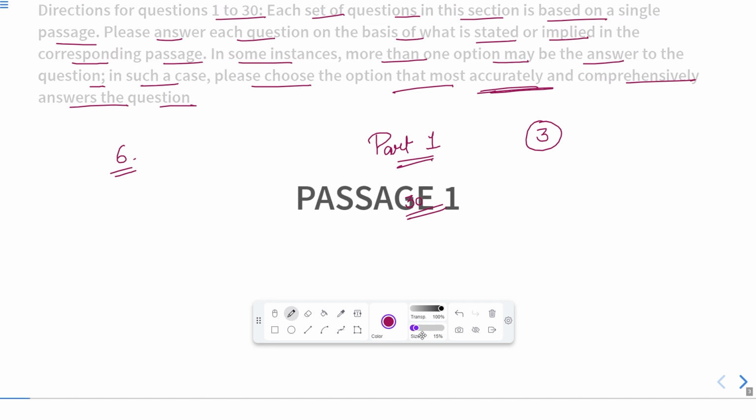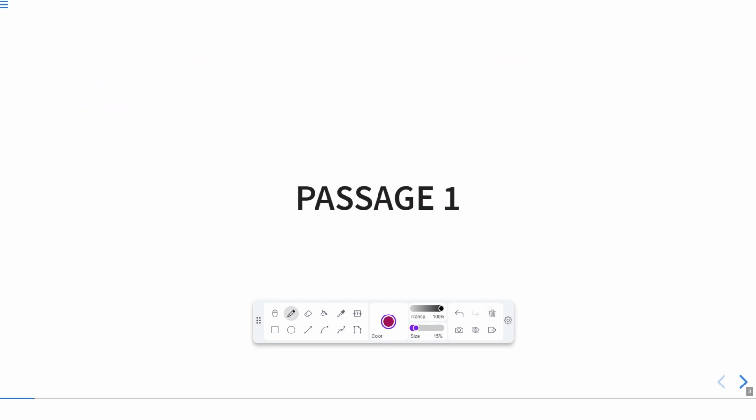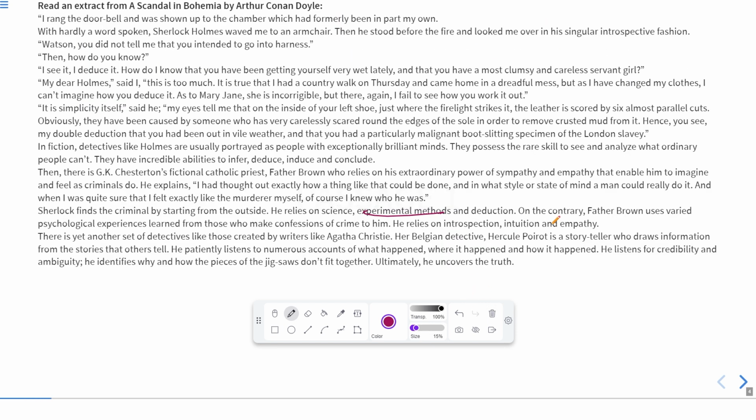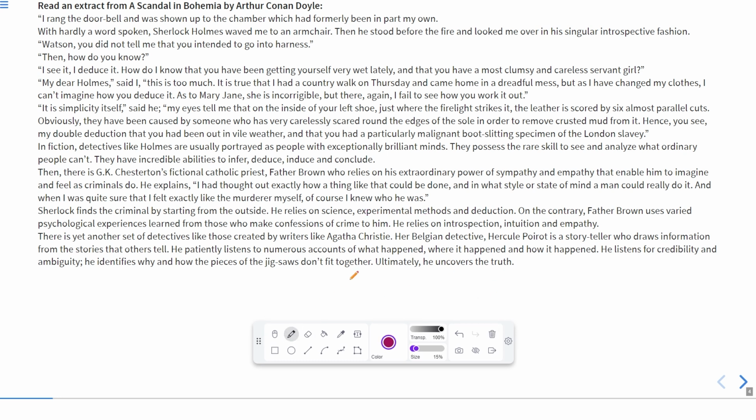Okay, so let us read passage number 1. First of all we'll read passage number 1. Now, what is there in passage number 1? First of all, we'll read the entire passage, and after that, we'll try to do the questions based on this passage. Now, this passage is going to be very, very interesting. How? Because this is an extract from A Scandal in Bohemia by Arthur Conan Doyle. It means Arthur Conan Doyle is a book, and from that particular book, this extract has been taken.